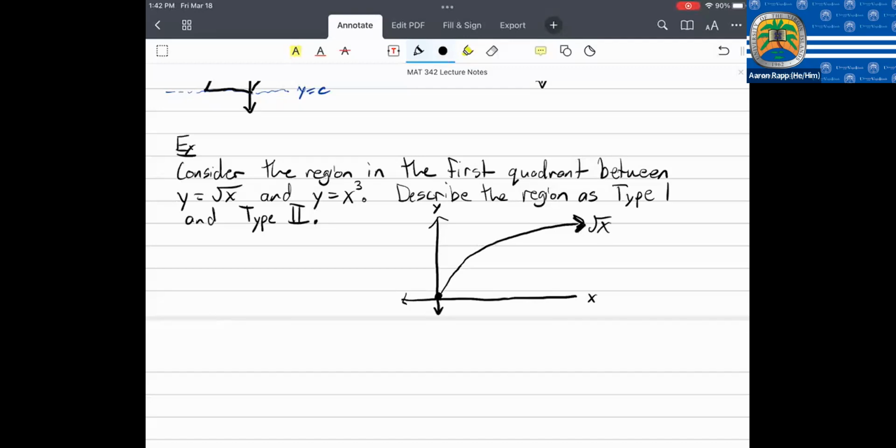Again, I'm just sketching it. I'm not trying to be exact. Being exact might be helpful later on, but really our point right now is just to get an image of this region. Now, the other graph I have is y equals x cubed.